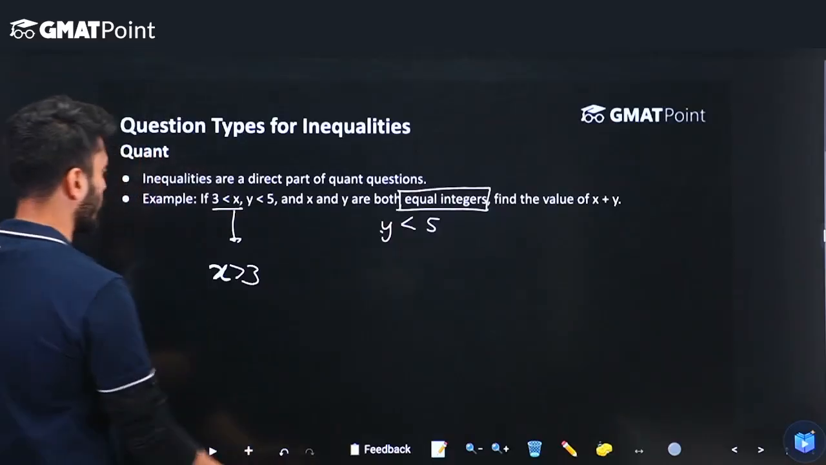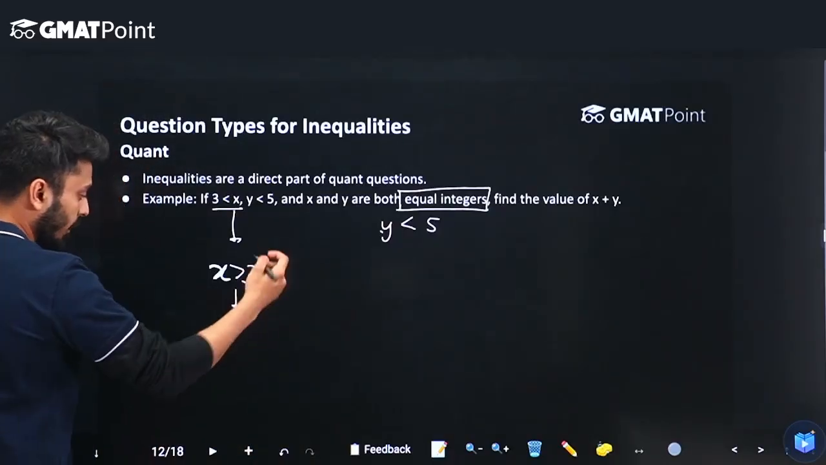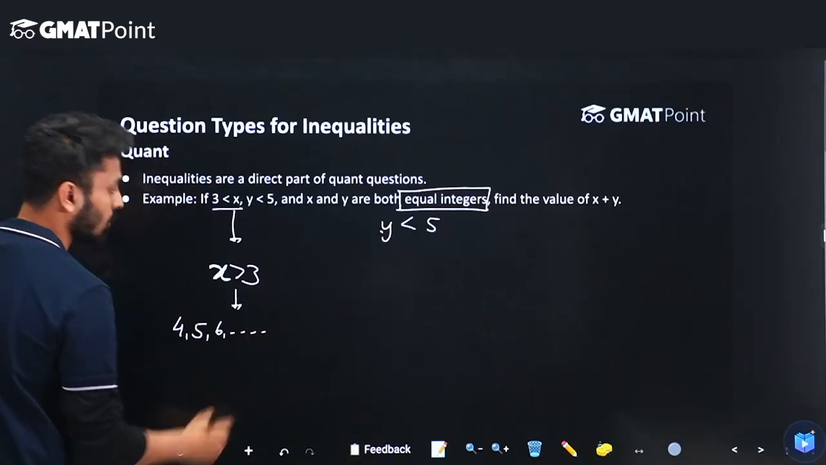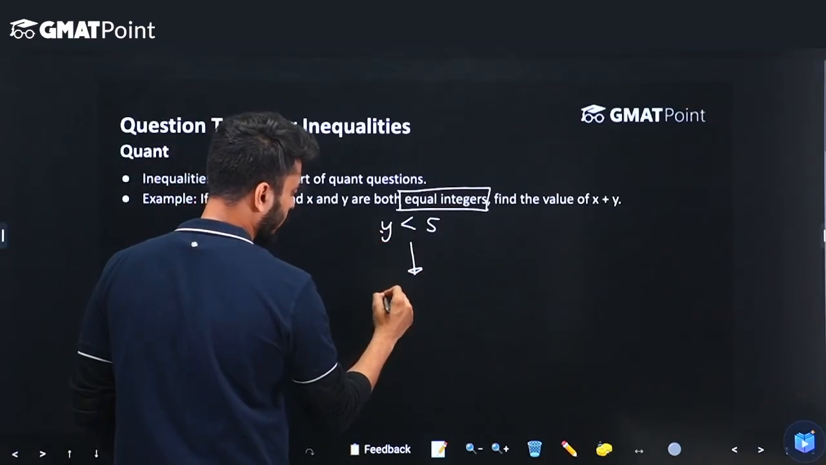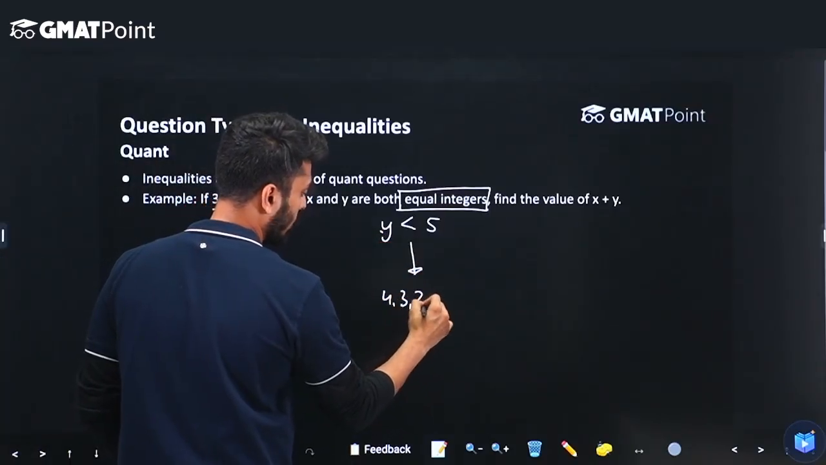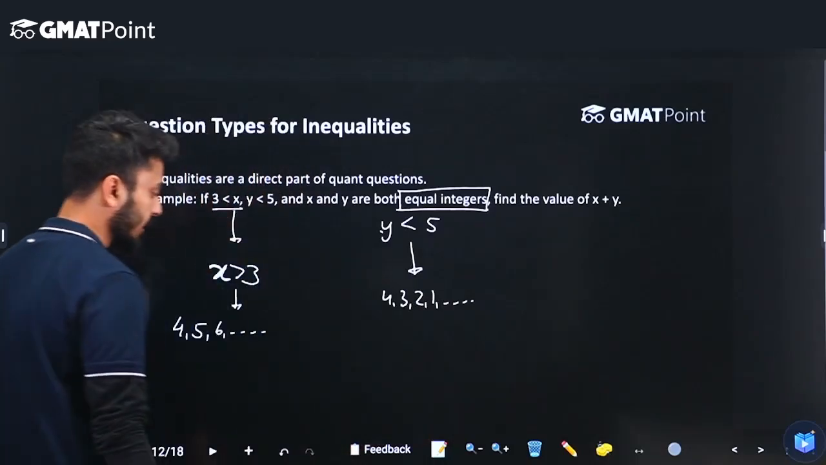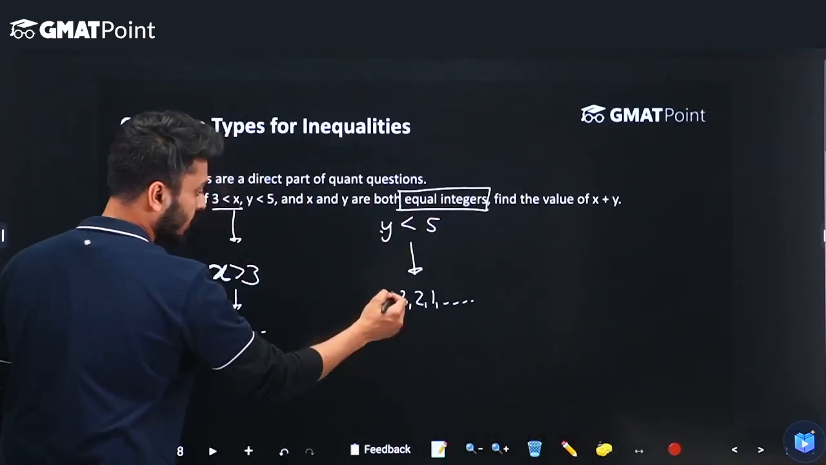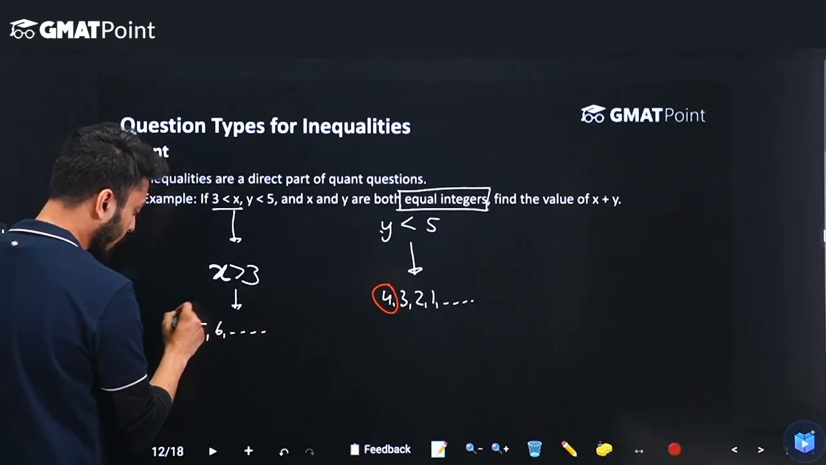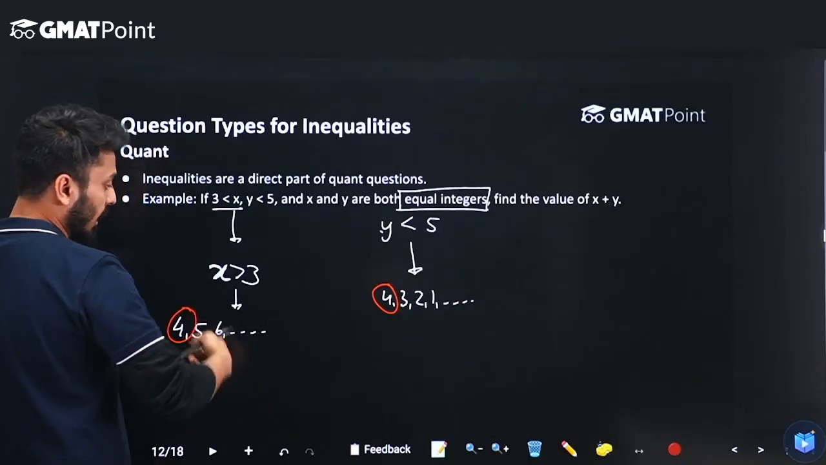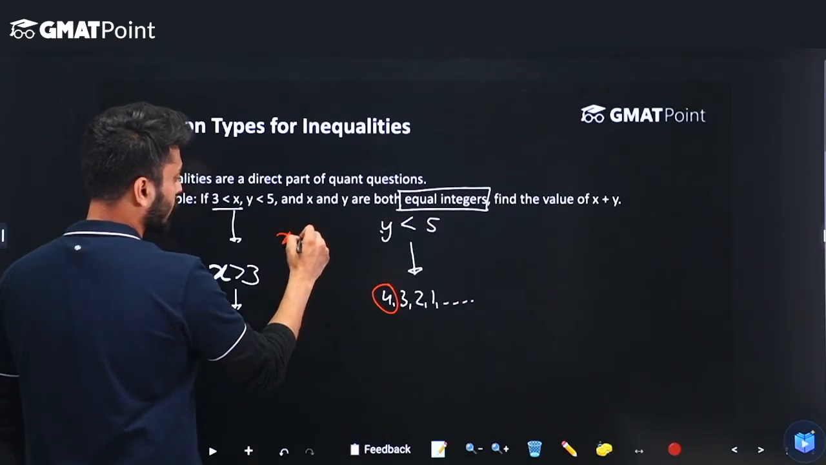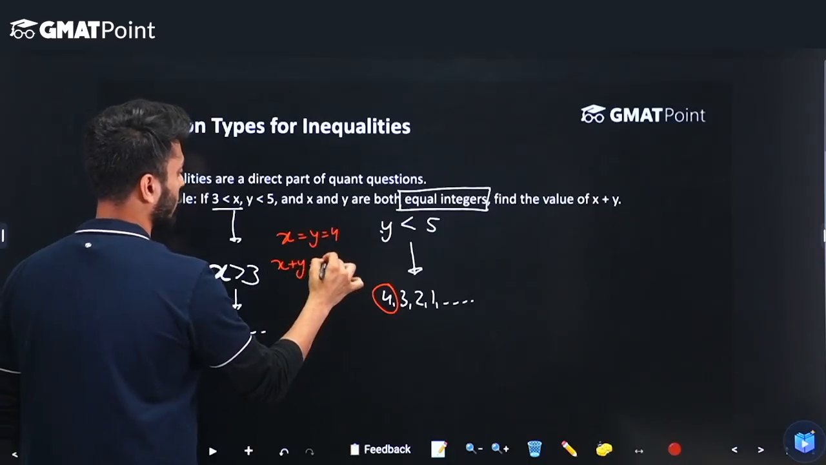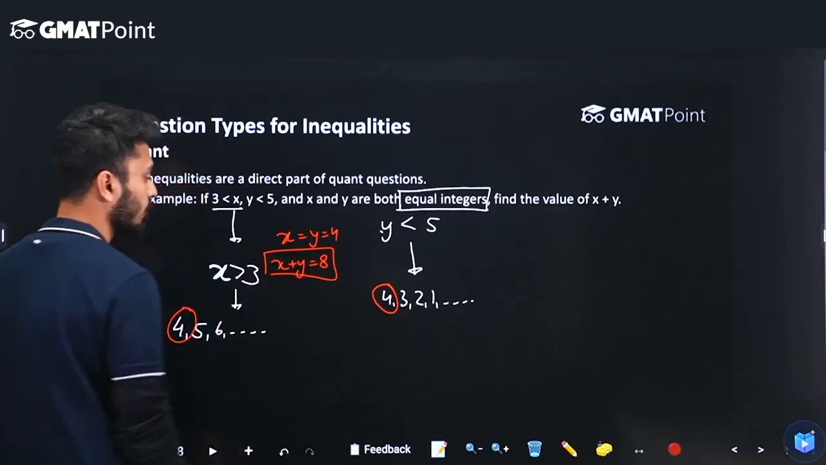We'll see about that. In x greater than 3, the integer solutions I have are 4, 5, 6 and so on. In y less than 5, I have 4, 3, 2, 1 and so on. As we can see, there is only one common value between the two, which is y equals 4 and x equals 4. So that is the only possible solution, which is x equals y equals 4, which gives me x plus y equals 8. So that is our answer right there.